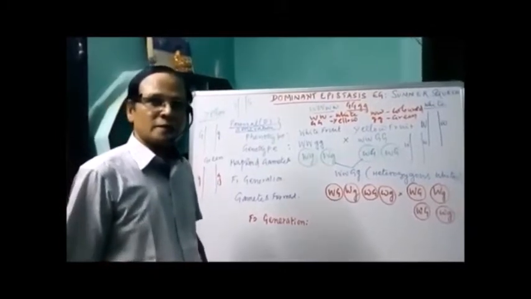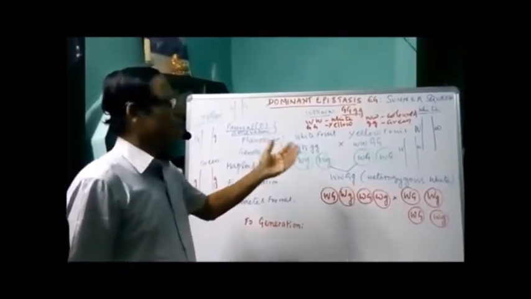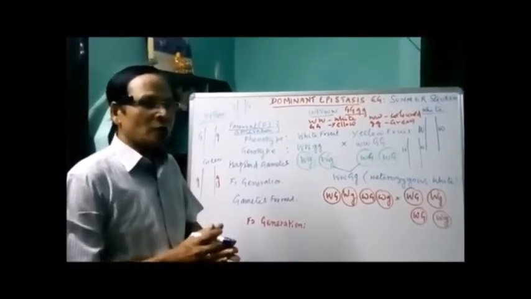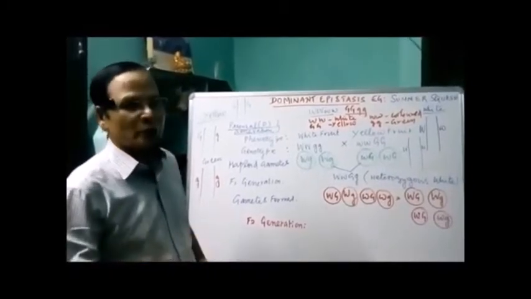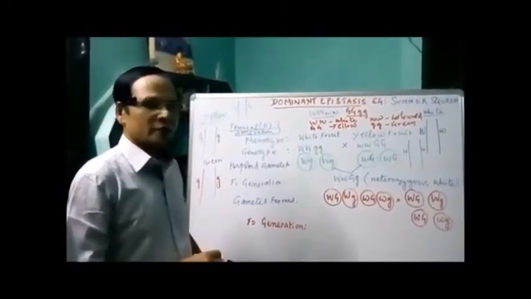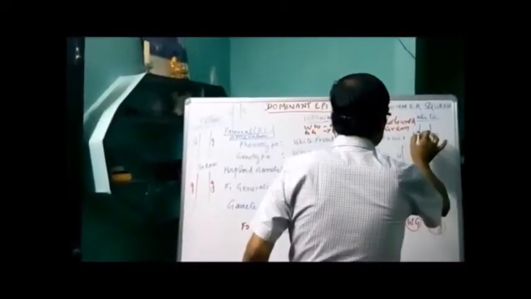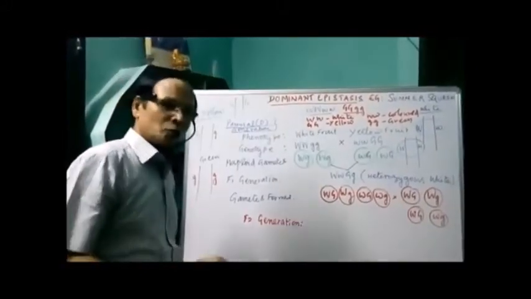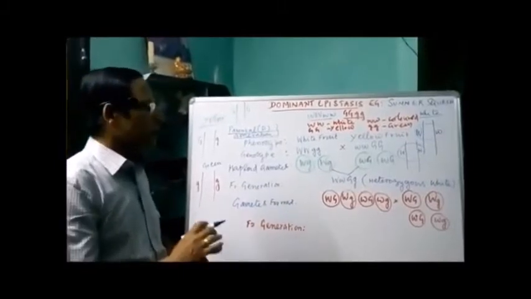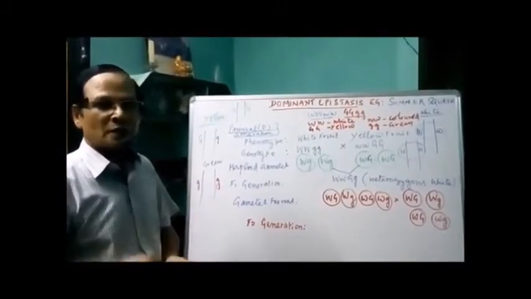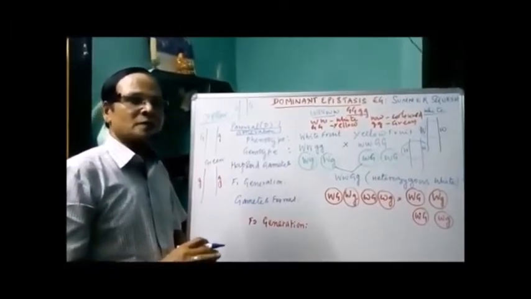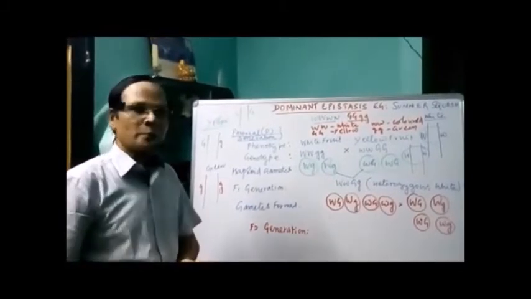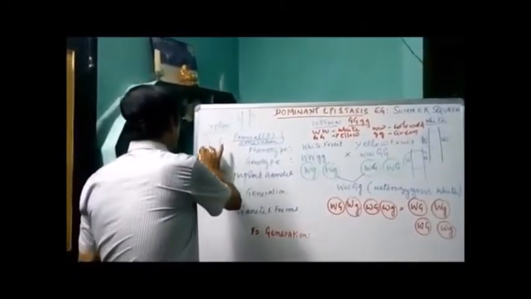Examples for intergenic interactions is dominant epistasis. What is dominant epistasis? Two pairs of alleles of a gene at one locus, maybe heterozygous or homozygous, interfere with, mask or suppress the phenotypic expression of a pair of alleles located at another locus.